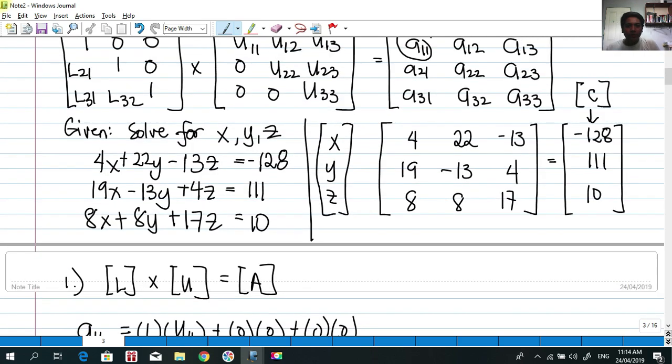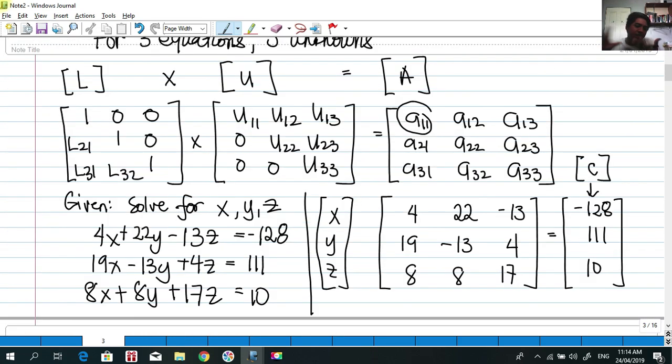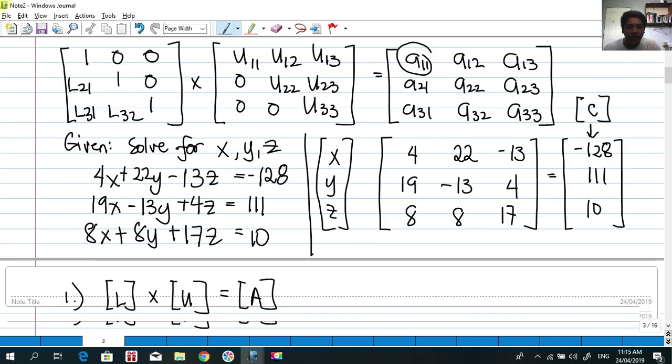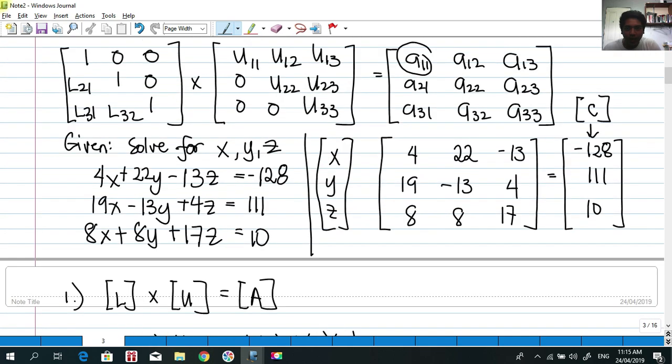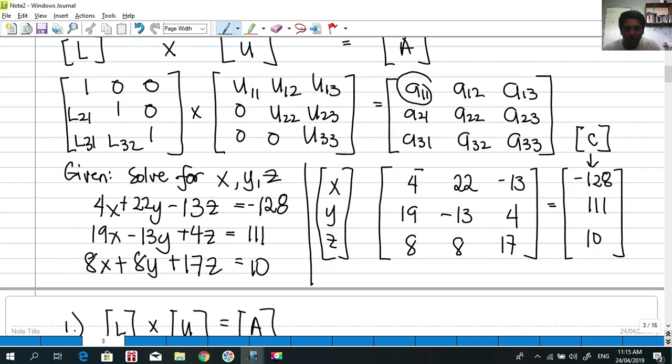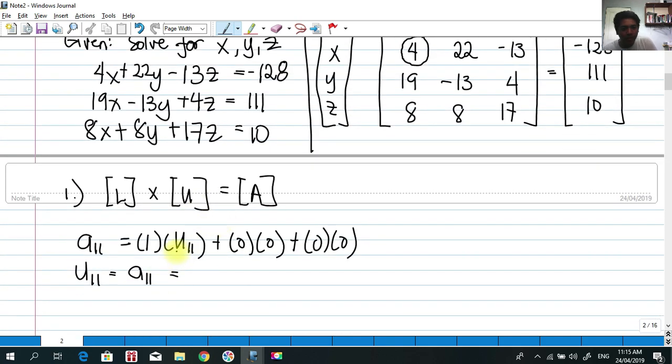Okay? So, have you followed? It's really hard for the first time, but as long as you follow the multiplication technique, you'll get used to it. So we have U11 is equal to A11. And what is our A11? Of course, this is our A11. So simply our U11 is equal only to 4.